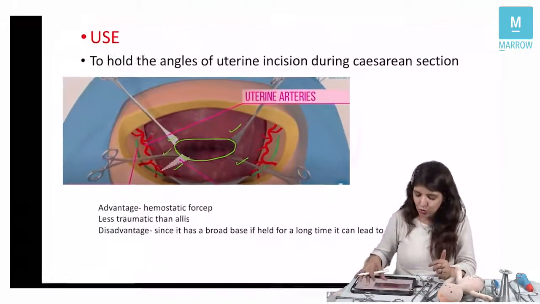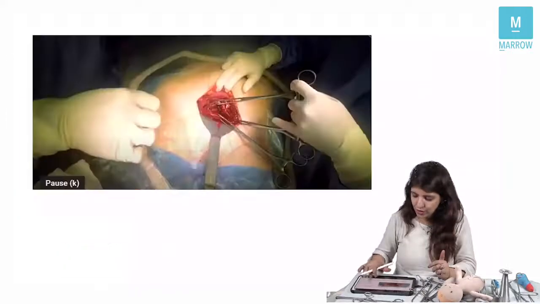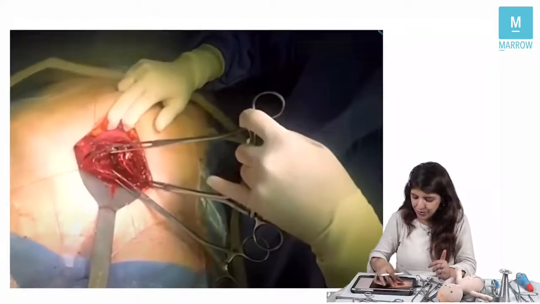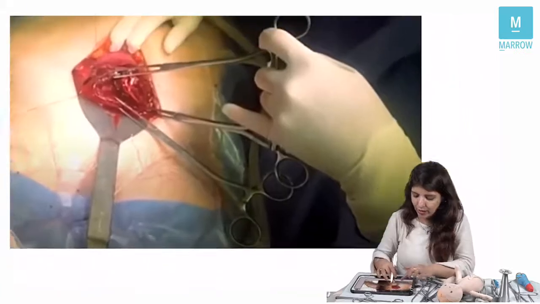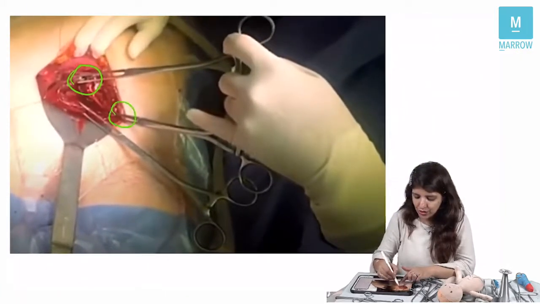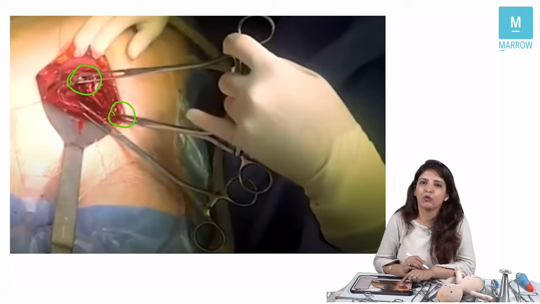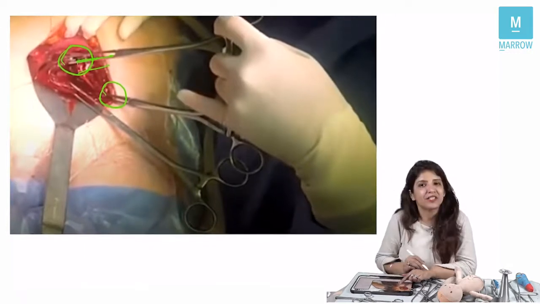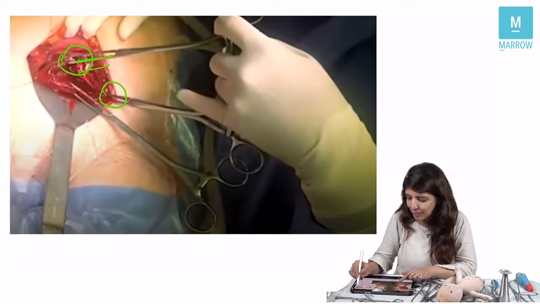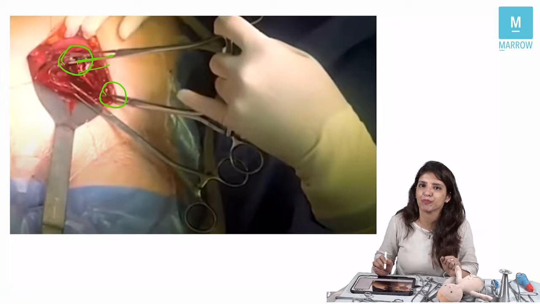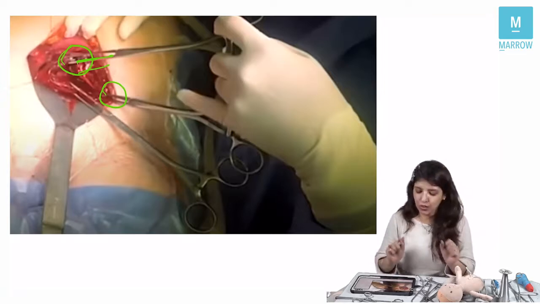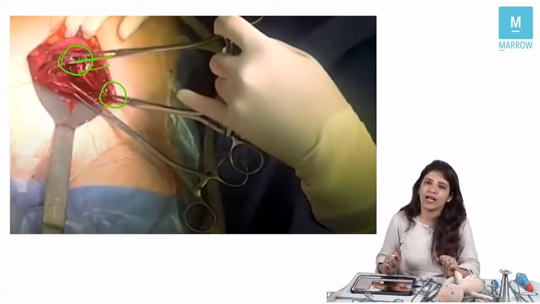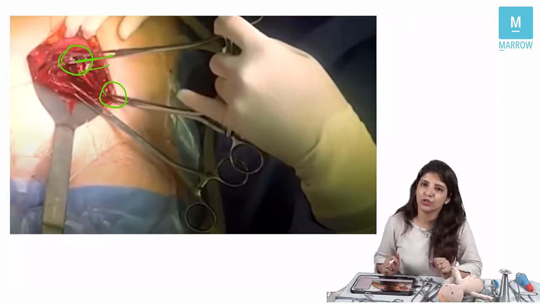Just in case you don't have a Green Armytage, you can also see here a cesarean being done where, to hold the uterine incisions, we are using Allis. Now, without even seeing the blades, I am telling you this is Allis. Why? Because I can see the gap here. There is a gap between the blades. The moment you see a gap between the blades, you know that it has to be Allis forceps, right? So, this was Green Armytage and Allis forceps and Cocker's forceps.